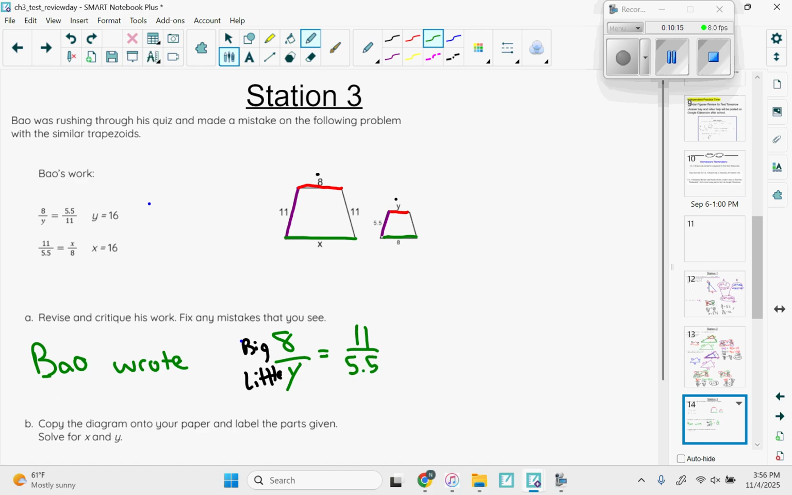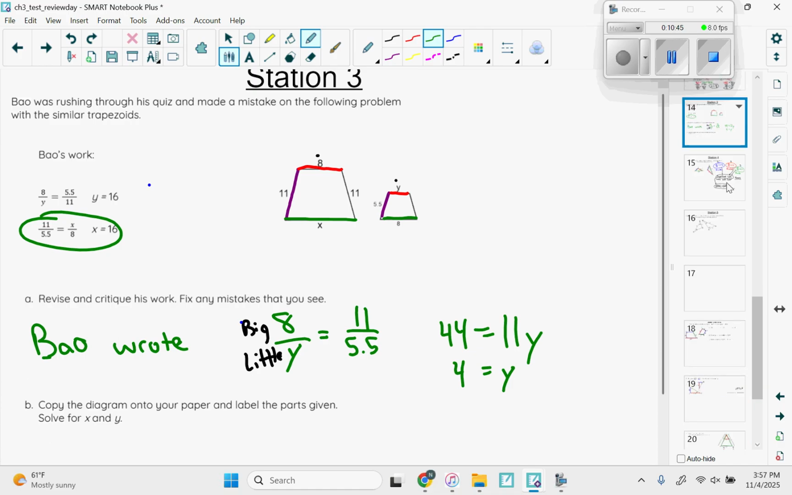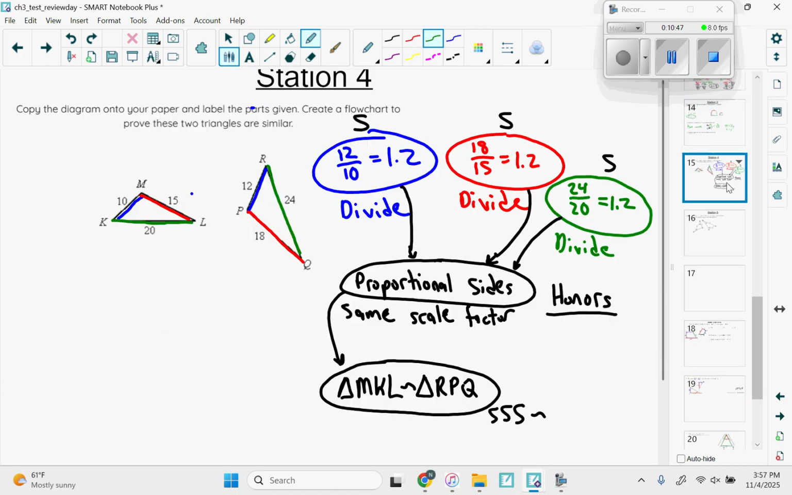And so now we can solve this. And again, we can cross multiply. And 8 times 5.5 equals 44 on one side. And then on the other side, you have 11y. And so y in this problem will equal 4. And he did set up this part correctly, so x still is 16. Moving on to our next station, station number 4.